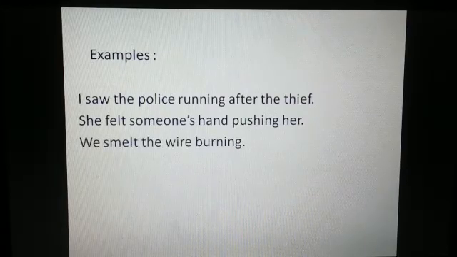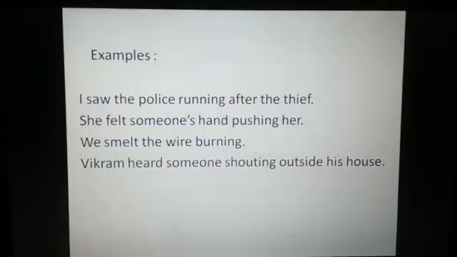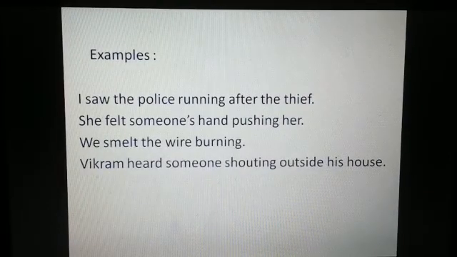We smelt the wire burning. We is the subject, smelt is the second form of the verb smell, the wire is the object, and burning is the ing verb. Vikram heard someone shouting outside his house. Vikram is the subject, heard is the second form of the verb hear, someone is the object, shouting is the ing verb, outside his house is the prepositional phrase.